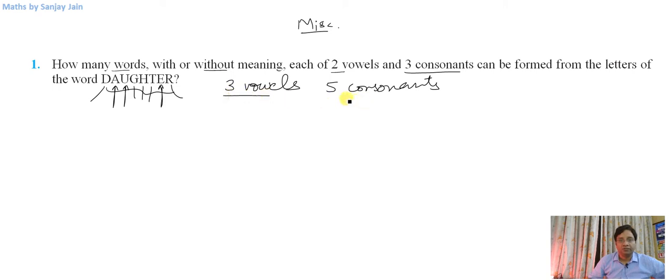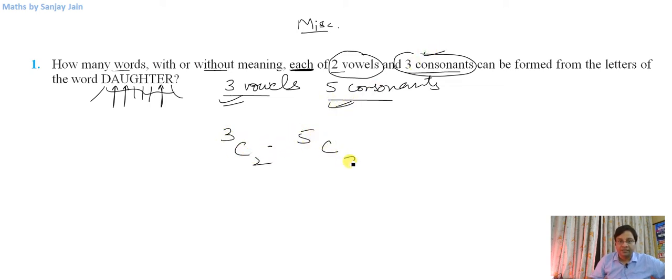So three vowels, 5 consonants I have got to choose from, and I need words with or without meaning, each of two vowels and three consonants. So each word should have exactly two vowels and three consonants. So I have to choose two vowels out of these three in 3C2 ways, three consonants out of these five in 5C3 ways.